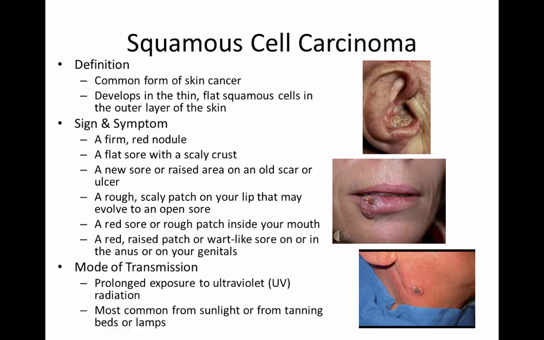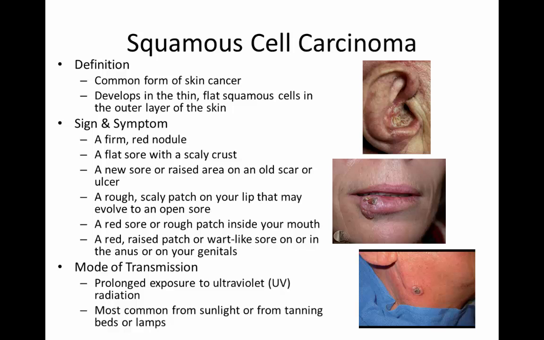Squamous cell carcinoma is a common form of skin cancer. It develops in the thin, flat squamous cells at the outer layer of the skin. Signs and symptoms include a firm red nodule, a flat red sore with scaly crusts, a new sore or raised area in an old scar or ulcer, a rough scaly patch on your lip that may evolve to an open sore, a red sore or rough patch inside your mouth, a red raised patch or wart-like sore in or on the anus or on your genitals.